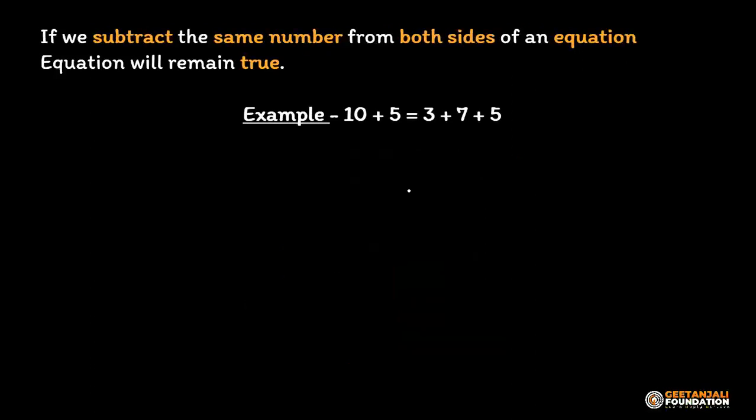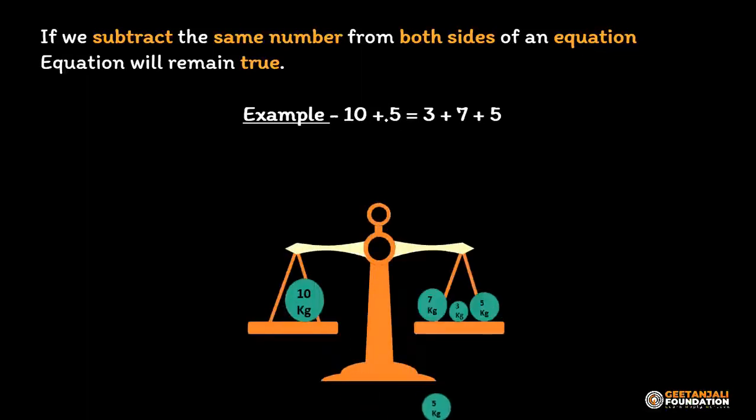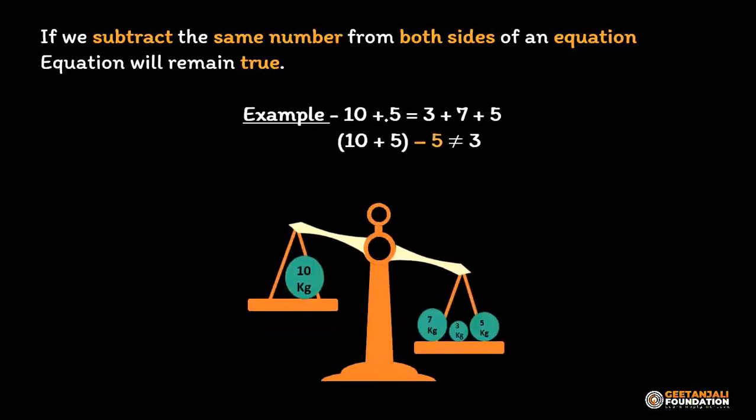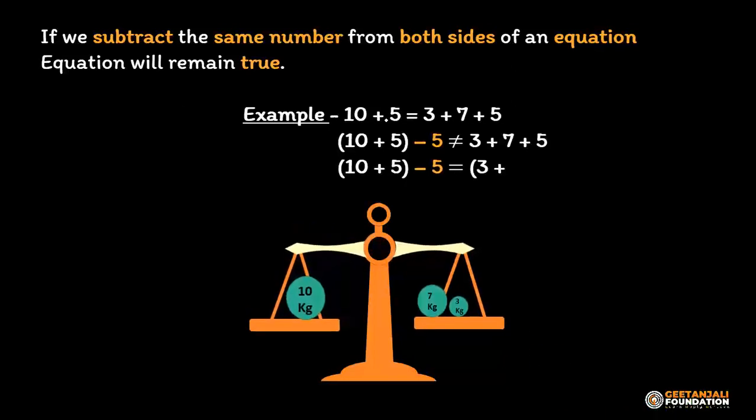Now let's take this example. Here we have 10 plus 5 on the left side and 3 plus 7 plus 5 on the right side. Now I don't want this 5. I want to remove this 5. Let's see what we can do. I have removed this 5. You can see the left side became 10, whereas the right side is still 15. So I need to remove 5 from the right side as well so that it gets back to its balanced state. So if we subtract the same number from both sides, the equation will remain true.